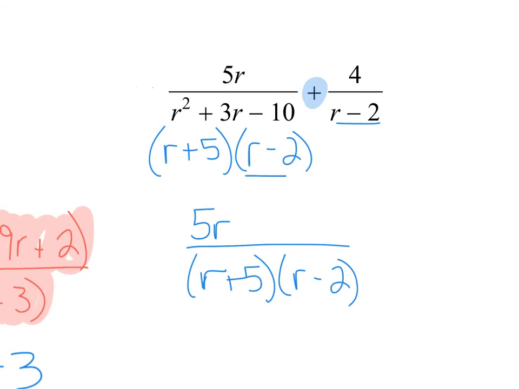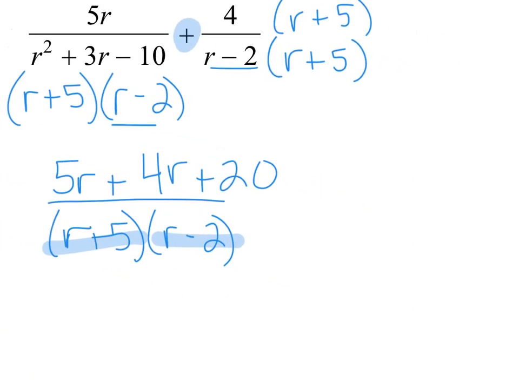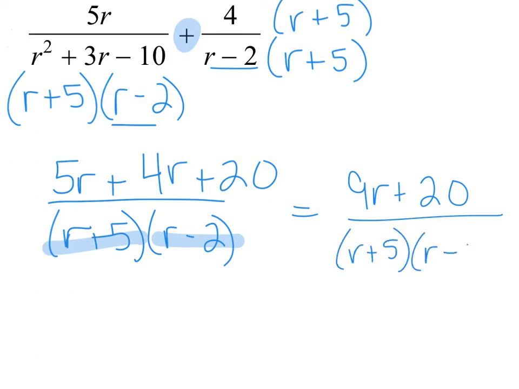I do need to change the right-hand term. So in order to create a denominator of r plus 5 times r minus 2, I'm going to have to multiply everything on the right, numerator and denominator, times r plus 5. Now my denominator is taken care of, so I'm going to add 4r plus 20. And my last step here will be to simplify my numerator. So my final answer here will be 9r plus 20 divided by r plus 5 times r minus 2.